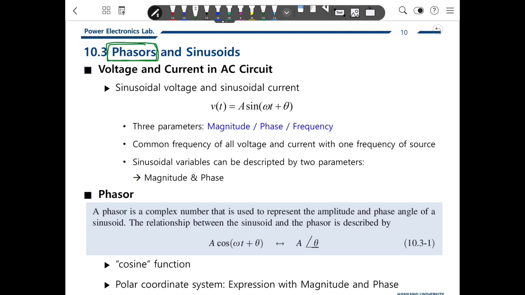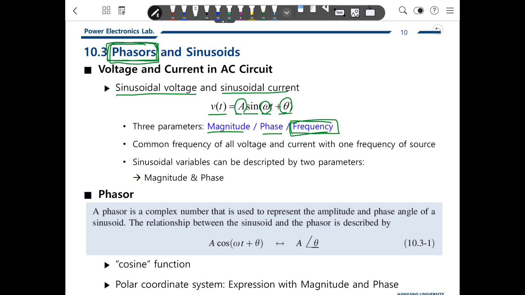So I want to introduce a new concept of phasor. We call it in Korean, in some books, phasor, in some books, phasor. So I don't like to say this phasor. If there are sinusoidal voltage and sinusoidal current, for example, voltage is sinusoidal, then Vt is A sine omega t plus theta. And there are three unknown parameters in here. What's that? Magnitude, phase, and frequency.